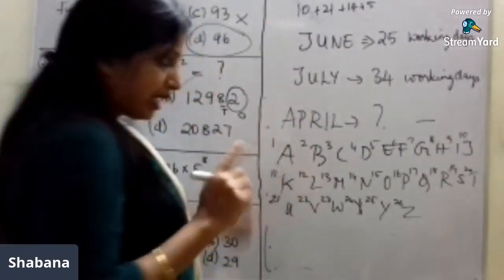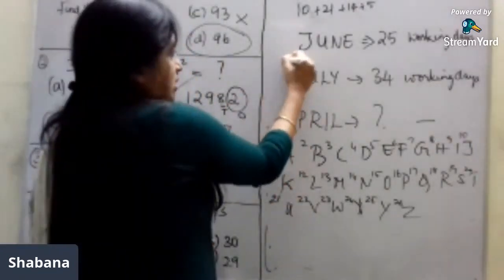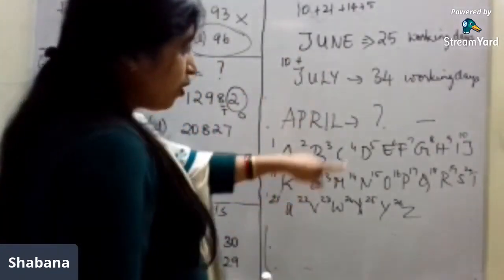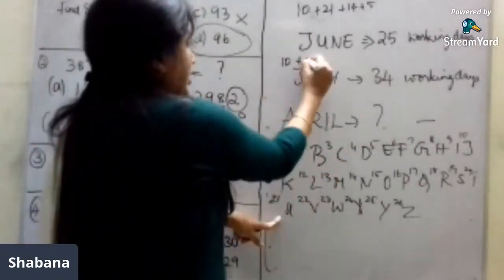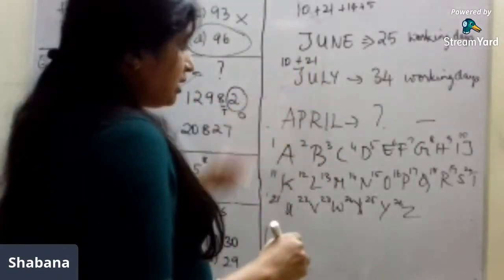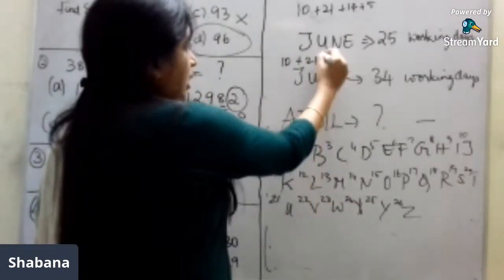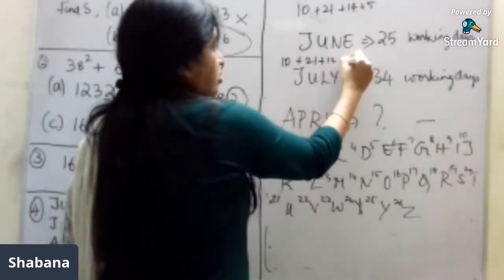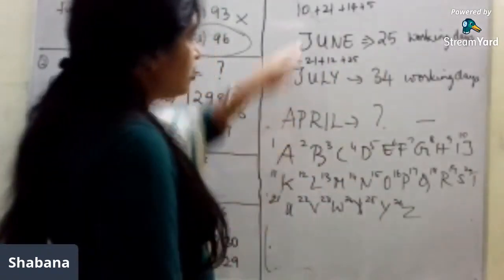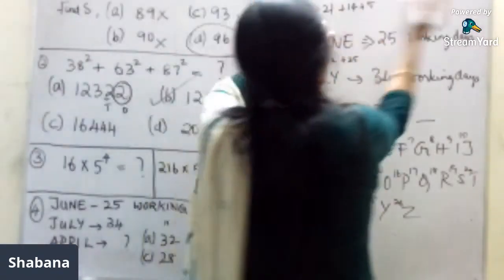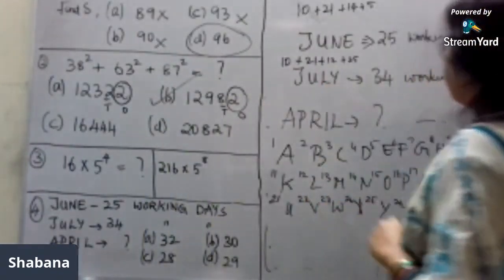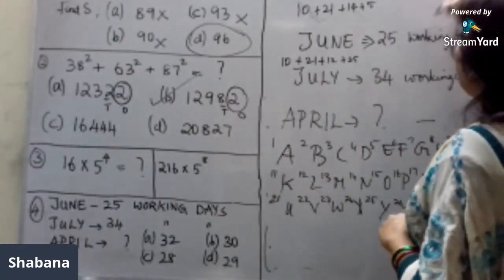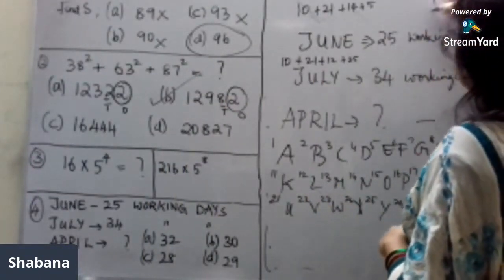Similarly for July, let me write down the numbers. J is for 10. U is for 21. Then L is for 12, then Y is for 25. So we can just add these numbers.